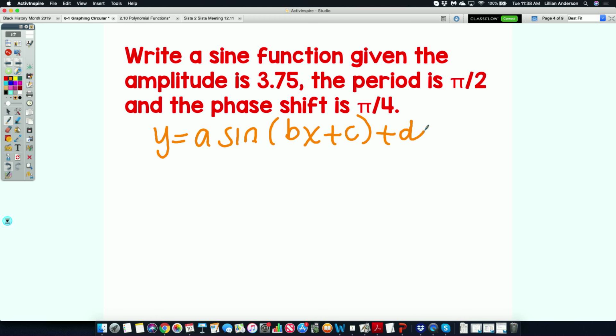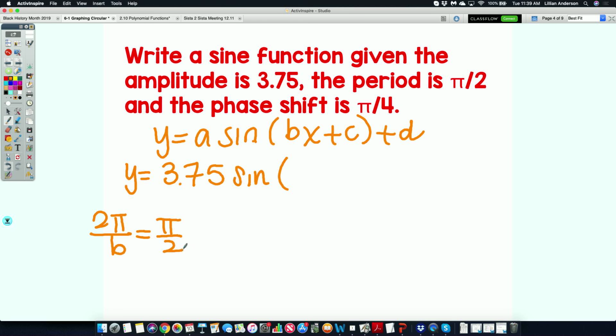A is the what? Amplitude. We have that piece of information, so we can go ahead and say this is y equals 3.75 sine. We're 1/4 the way there. Now, b is associated with the formula 2 pi over b, correct? That represents the what? The period. Well, we know that the period is equal to pi over 2, is it not? So we can set up an equation that says 2 pi over b should equal our period, which is pi over 2.